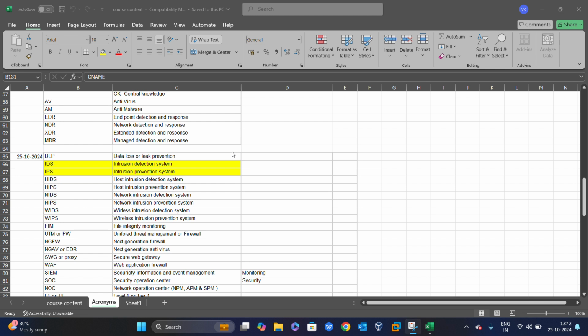DLP. Let's see. So next one is DLP. DLP full form is data loss prevention or data leak prevention. Whenever any attacker or maybe an internal employee is leaking the data, that is called data breach or data violation or data exfiltration. Now we have to prevent that particular violation or breaching.